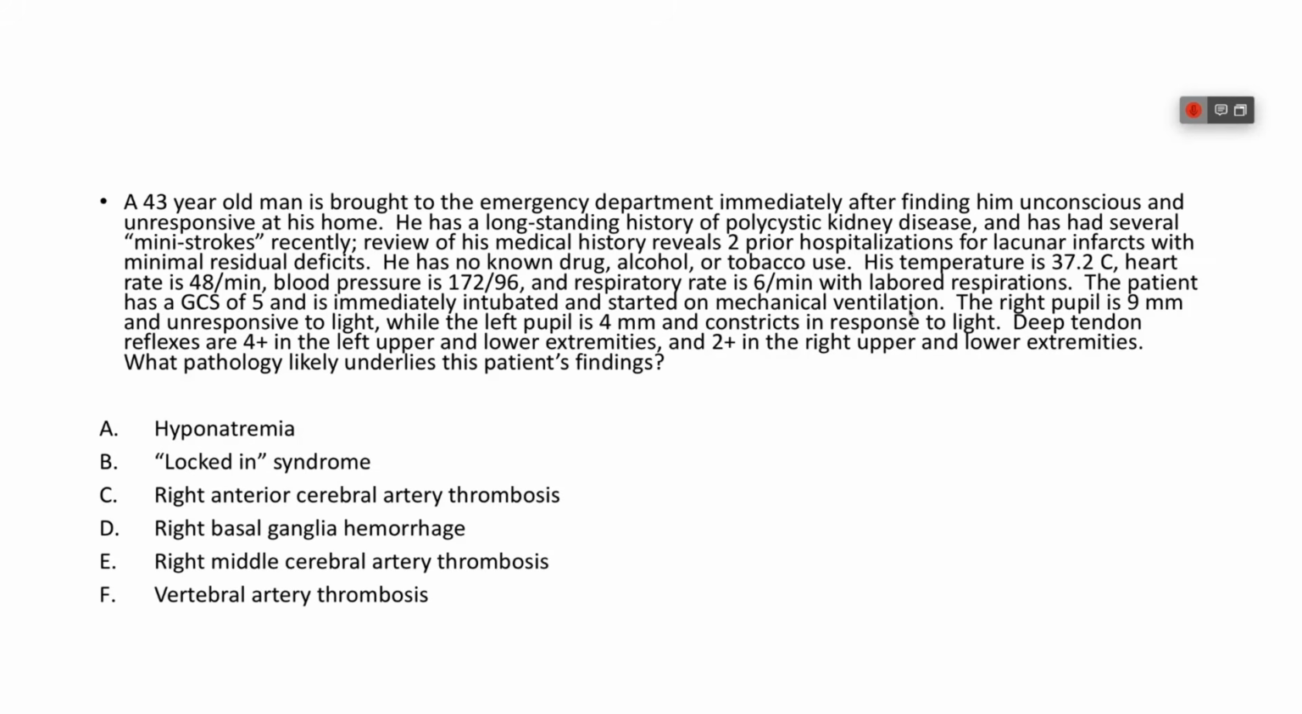So I'm trying to go back to the lacunar infarcts, and when I think back to those, I believe they're due to hypertension, uncontrolled hypertension. So that's what I start to think about. These mini strokes would be of concern, but apart from that, I would not be able to deduce anything.